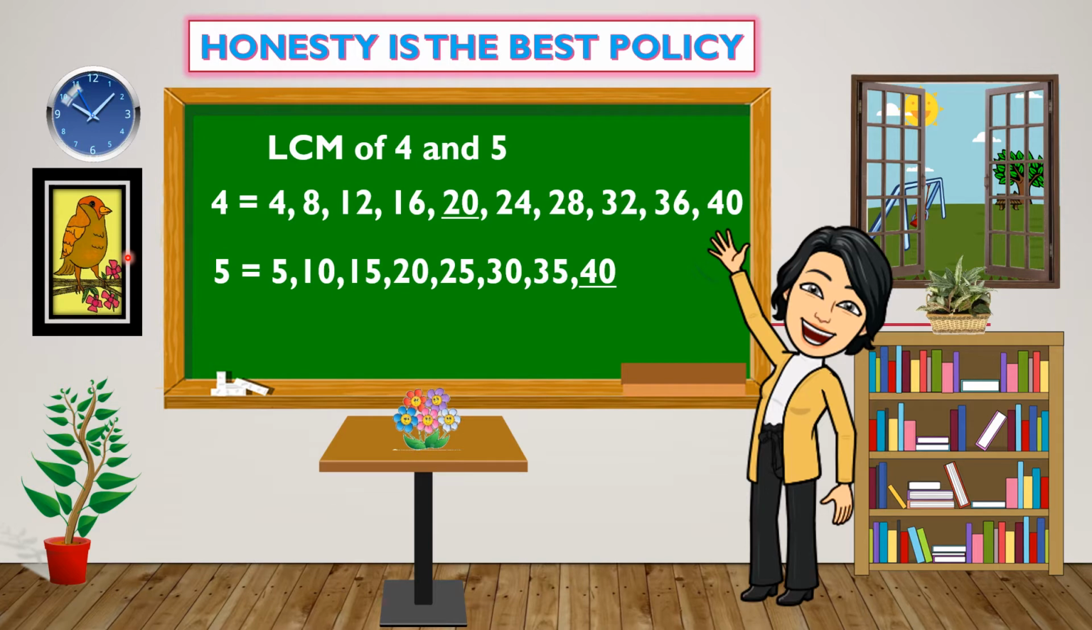So what are their common multiples? The common multiples of 4 and 5 are 20 and 40. So which is the least? So this time we are going to find the least common multiple. So the least common multiple of 4 and 5 is 20. Therefore the LCM, or the least common multiple, of 4 and 5 is 20.